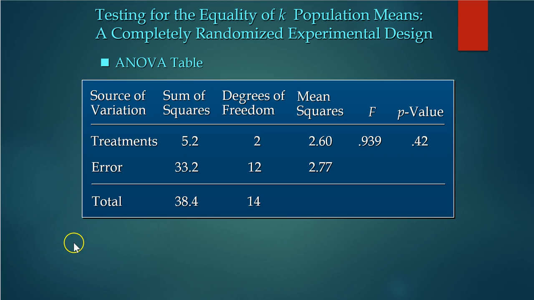Okay. So here's how our table is ultimately laid out. Again, the degrees of freedom for treatments are the groups minus 1. We had 3 groups minus 1. And our degrees of freedom for error are the observations, 15 minus 3, which is our 12.